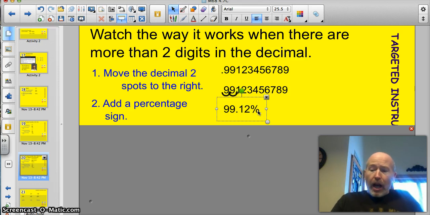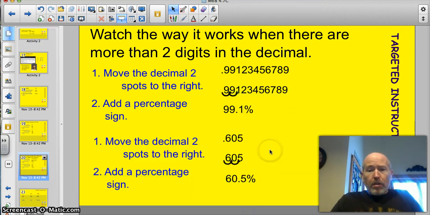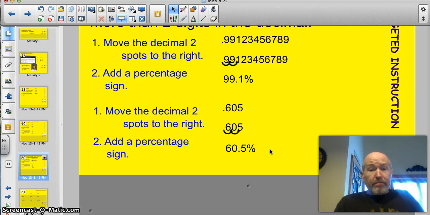Okay? I got another example here. What if the 0 is in the second spot? You got a 0 now in the middle, and you got 3 decimals. Same thing. Move the decimal 2 spots to the right. 1, 2, 60.5%. That's it.